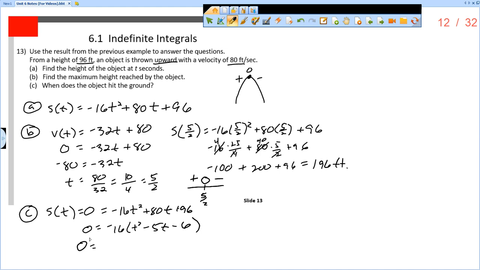And so I can divide by negative 16, so that makes that value irrelevant. This factors into t minus 6 times t plus 1. And so t equals 6 or negative 1. Now, obviously, negative 1 doesn't make sense in this context because it says it was thrown from this height of 96, so there's nothing before it was thrown. And so, when does the object hit the ground? After 6 seconds have elapsed.